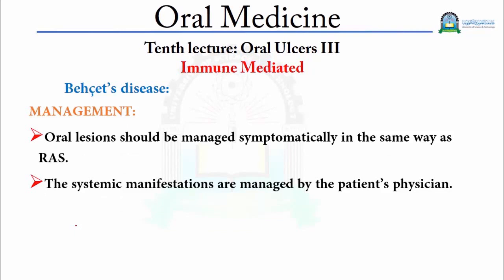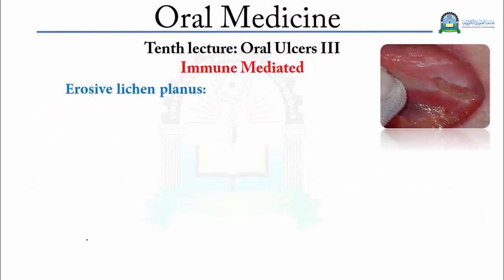After diagnosing Behçet disease, you need to instruct the patient on the best management of this complaint. Oral lesions should be managed symptomatically, as we said for any other types of ulcers, in the same way as recurrent ulcers and other types of ulcers. The systemic manifestations should be managed by the patient's physician, so you need to refer your patient to her or his physician to manage the systemic condition.